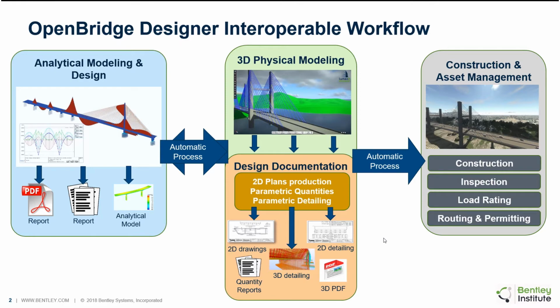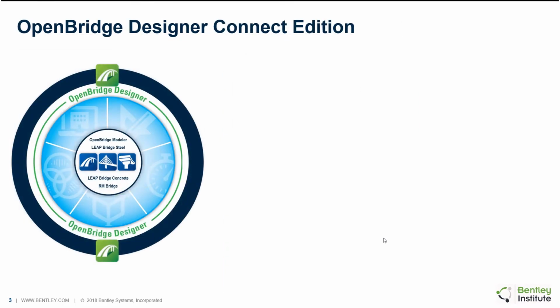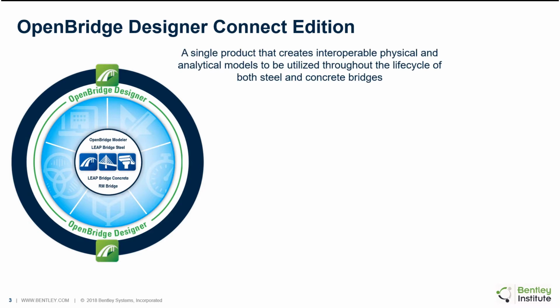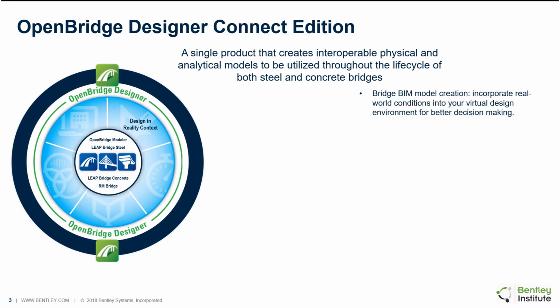So all of these bridge operations are done inside a complete, integral solution called OpenBridge Designer. OpenBridge Designer is now a single software, a single delivery, which includes the OpenBridge Modeler. If we are going to design a concrete, pre-stressed girder bridge, it will be LEAP Bridge Concrete. If it's a steel I-girder bridge, it will be LEAP Bridge Steel. But in our case, it's a segmental bridge for supporting a railroad, so we need to design it using RM Bridge. Of course, with this software, we can design in a reality context, since the platform is MicroStation, so that we can take advantage of solutions like ContextCapture, for example.